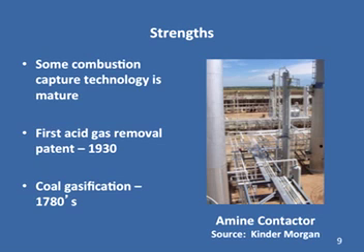The first patent for acid gas removal was given in 1930, and here's just a picture of an amine contactor that's used to separate out CO2 and hydrogen sulfide from natural gas or from some types of gases. This technology was patented in 1930. It's used all over the world. And when we talk about post-combustion capture, what we talk about is using some type of amine or a chilled ammonia or something like that that absorbs the CO2 and then it regenerates. It's just a simple chemical absorption model.